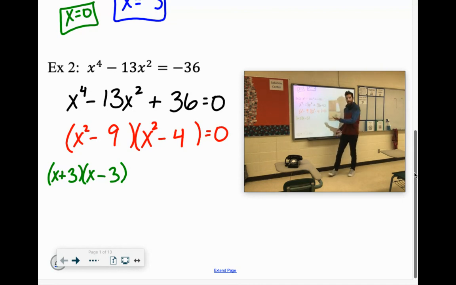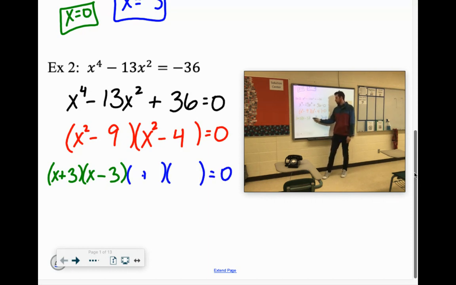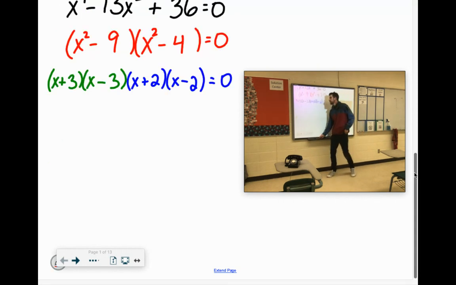The same thing's going to happen here with this x squared minus 4. You can square root both of those. Put one with a plus, one with a minus. Square root of x squared is x. Square root of 4 is 2. And now we can solve each part of this.